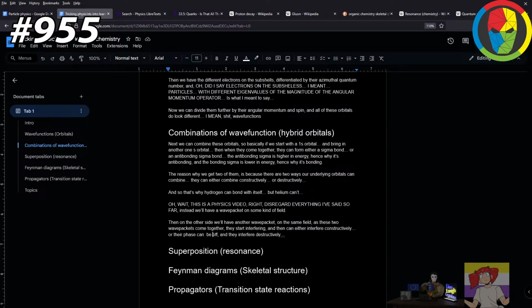Well, photons can be off and they interfere destructively. Simple as that. As simple as it could be.